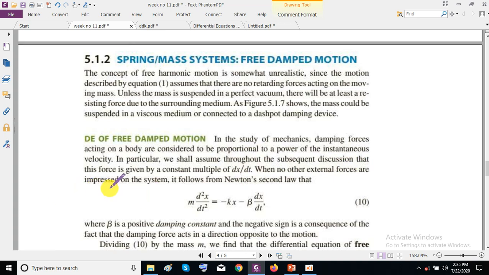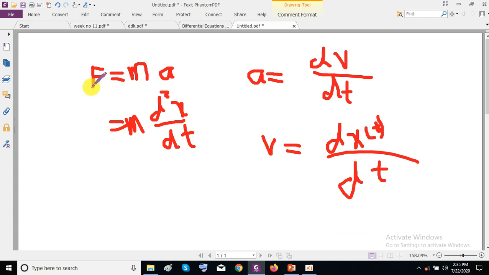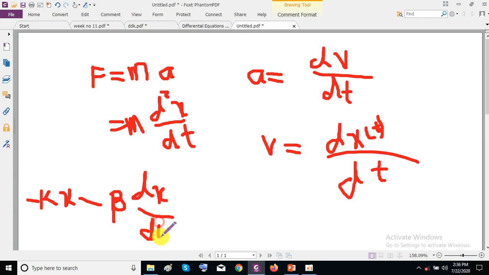When no other external forces are impressed on the system, it follows from Newton's second law that, okay, but in this case we just consider the damping force. So the differential equation will become like this one. मैं यहाँ पर दोबारा बता देता हूँ. F is equal to ma. So the first force is the restoring force, which is minus k x, and we have another force that is damping, which is some constant, beta, multiplied with the velocity, and the velocity will be dx by dt. ये फोर्सेज आ गए, सही ना, and ma उसी तरह m d square x.